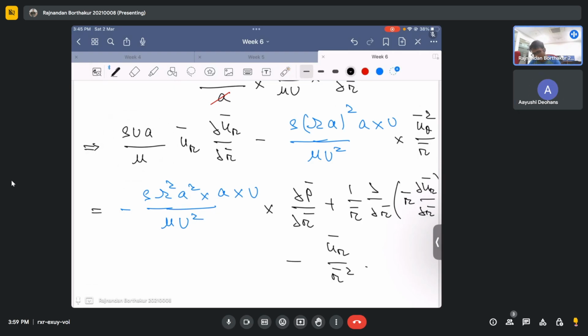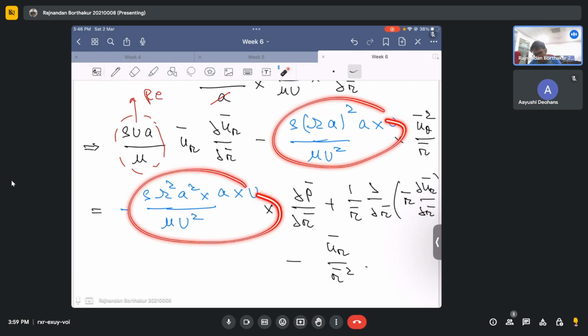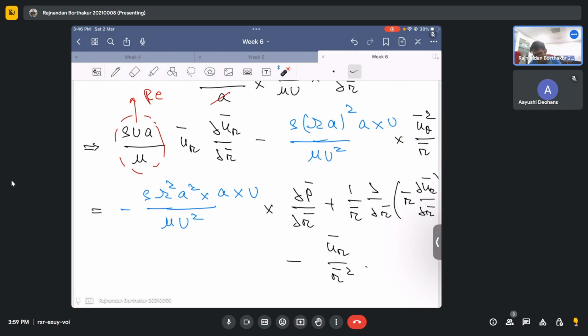Reynolds number. Yeah, that is the Reynolds number, so we will write it down as Re. And these blue terms, this term and this term, look similar. See, this is rho omega squared a squared into u by mu times u squared, which is basically the same as this and this.